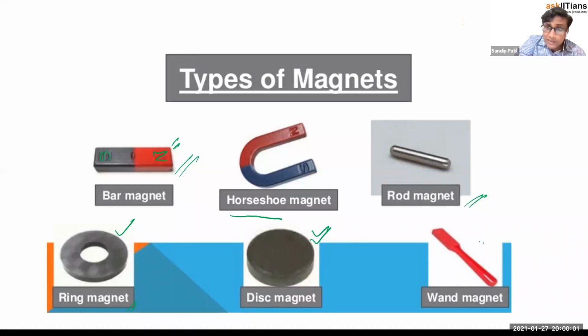And the last type is the wand magnet, right? Wand means what? It is just like a rod, we can say. You can take the example of Harry Potter, who has a wand and uses it to do magic. So that is a kind of wand. So there are these different types of magnets. Again, remember very carefully: bar magnet, horseshoe magnet, rod, ring, disc, and wand. In the exam, we have to write these different types of magnets.